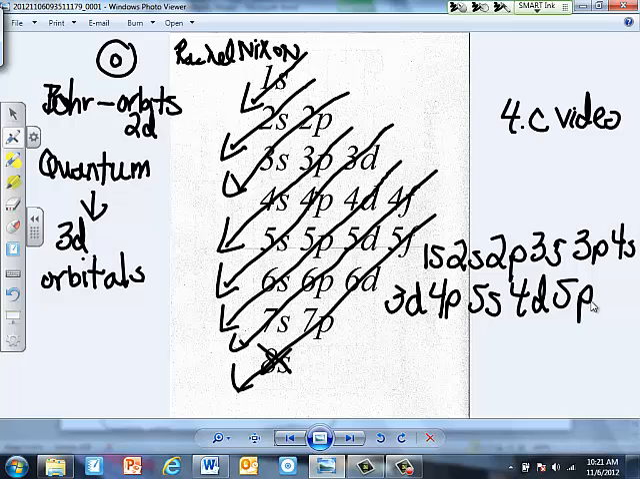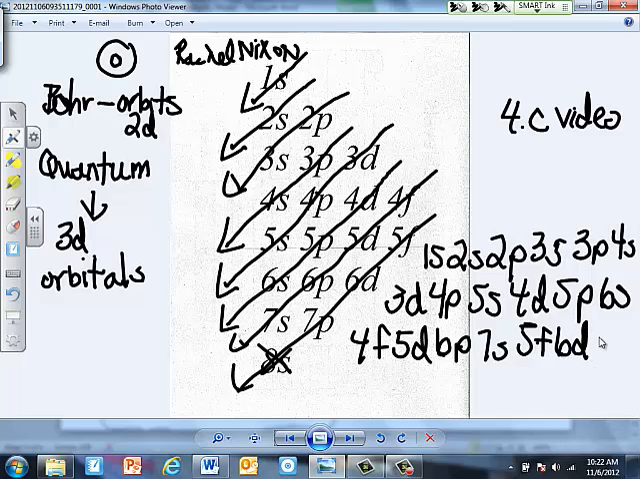4d, 5p, 6s. Then we go back to 4f, 5d, 6p, and 7s. And then finally we have 5f, 6d, and 7p.